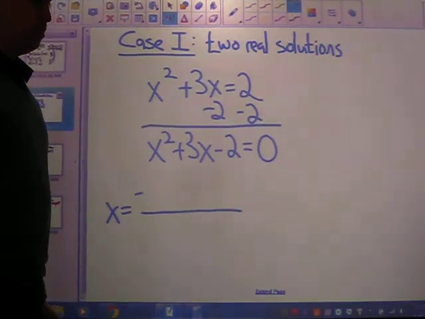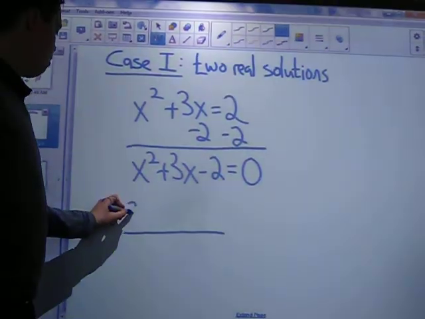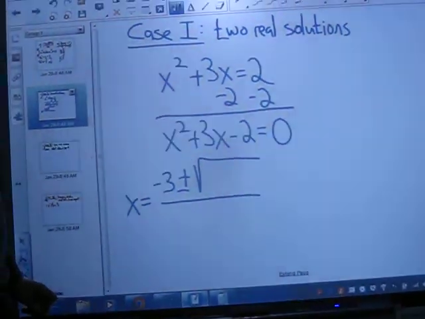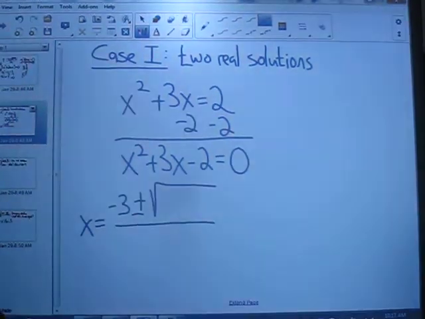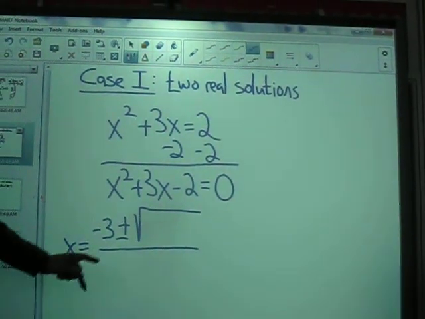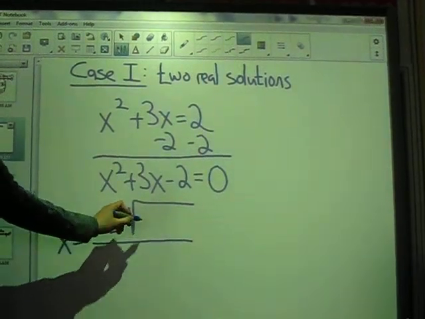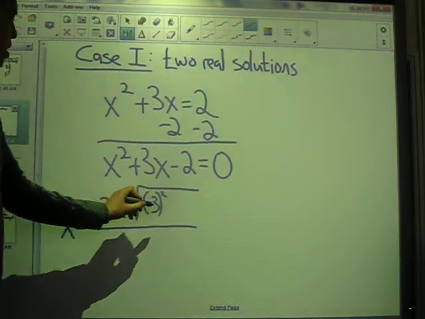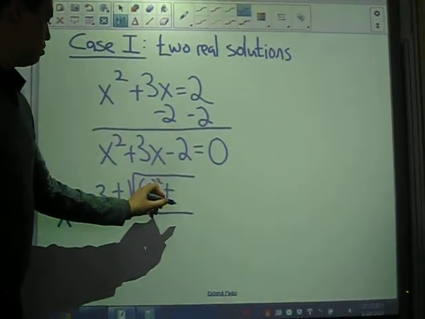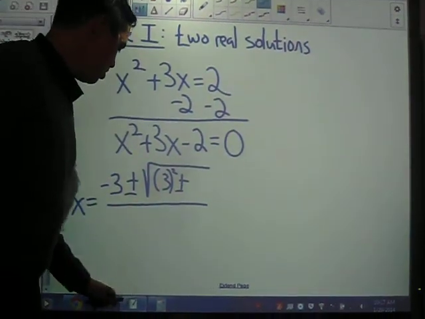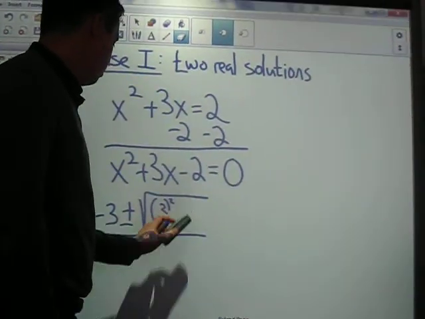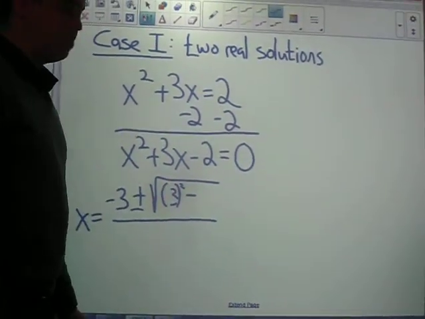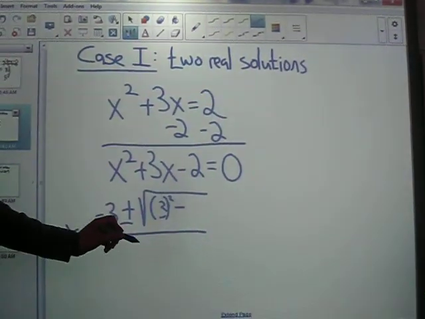-b. What's b in this problem? 3. So -3 plus or minus the square root of what? B squared. What is b in this problem? 3, so 3 squared. Then it is minus. Everybody sees that it's minus? It's always going to be minus.